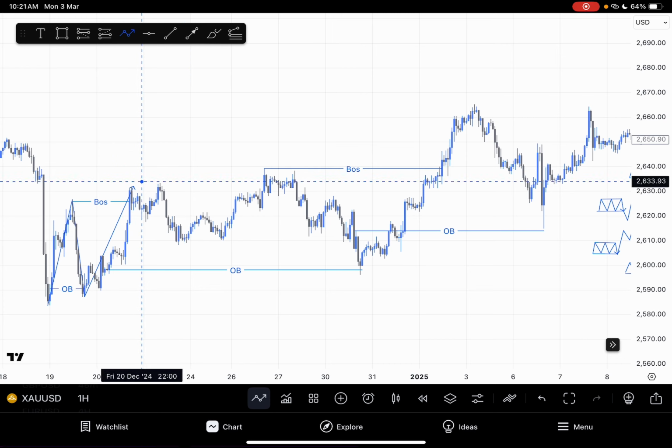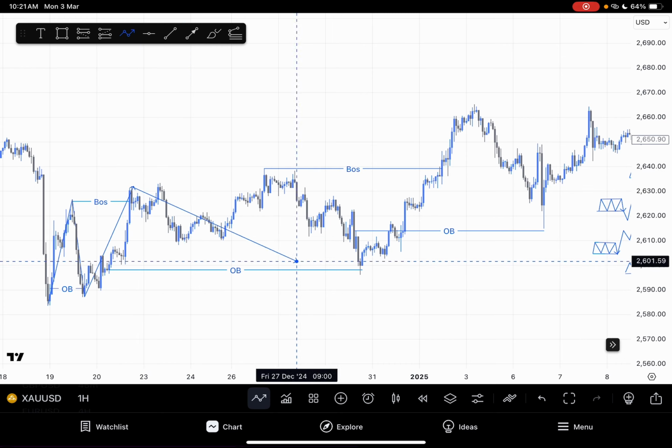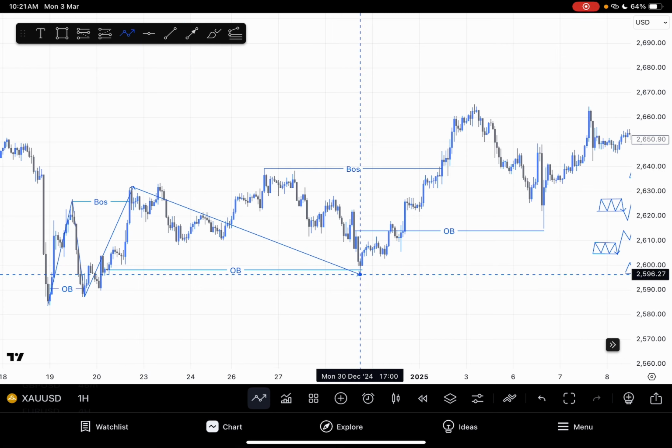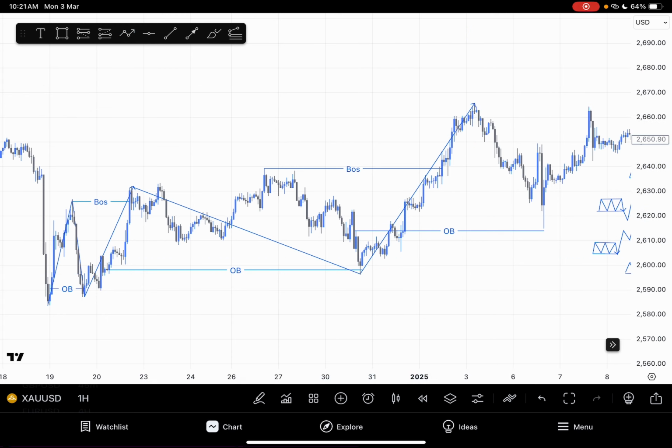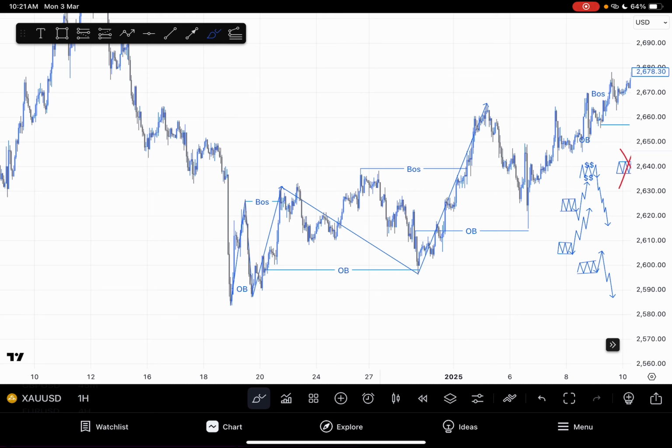See now, price moved from here, came down to this point. Now it broke above again. Broke above here with a full body candle. So this is on the 1-hour time frame. This is how you mark your break of structure on the 1-hour time frame.